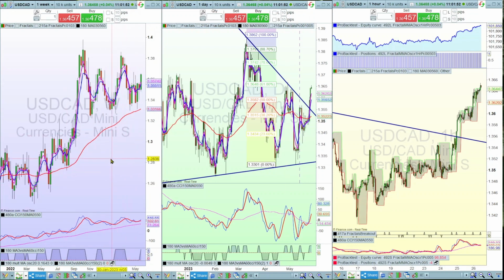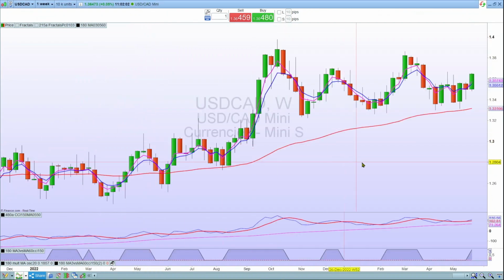You can see here on our weekly and daily, both are aligned for long positions only, and it's broken up through this descending diagonal. So going through each of these in detail, for those new to the channel, we've got a triple moving average of the price chart, moving average 3, 5 and 60, and that combines with the CCI 150 moving average 5 and 50.